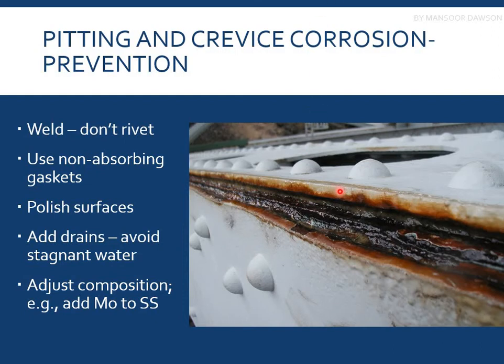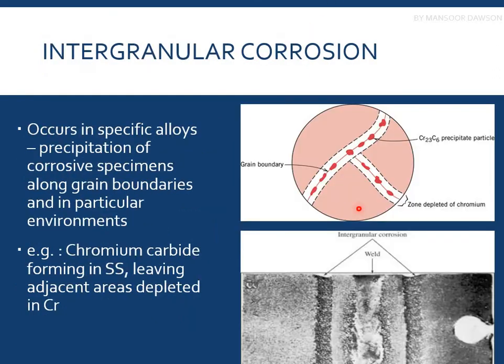So next we have intergranular corrosion. This type of corrosion is generally and usually observed in austenitic stainless steels. So you know that stainless steel has a very high amount of chromium in it, particularly about 18% chromium.